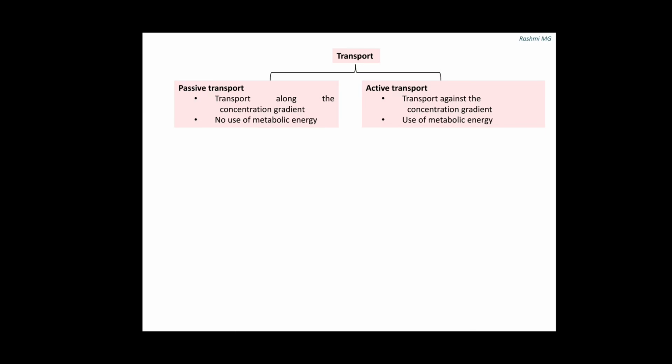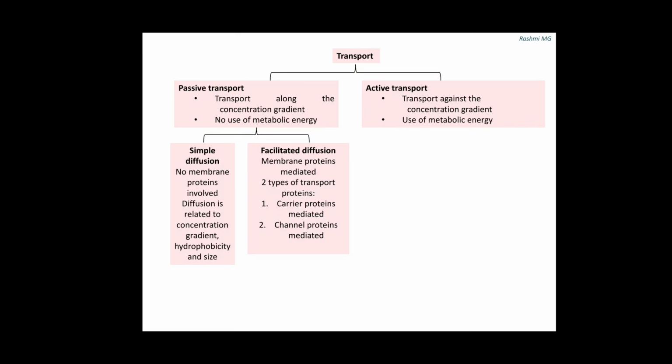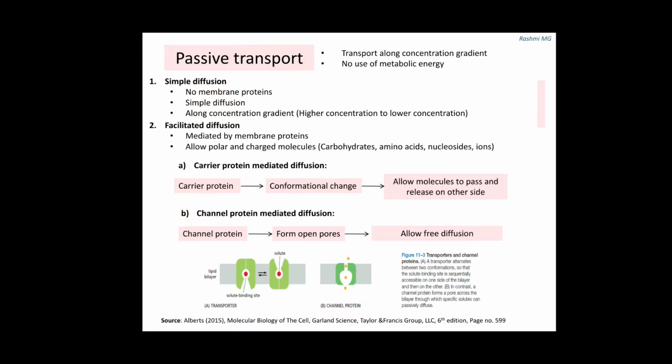Passive transport may be simple diffusion or facilitated diffusion. During simple diffusion, a molecule simply dissolves in the phospholipid bilayer and diffuses across it. No membrane proteins are involved and the direction of transport is determined simply by the relative concentrations of the molecule inside and outside of the cell.